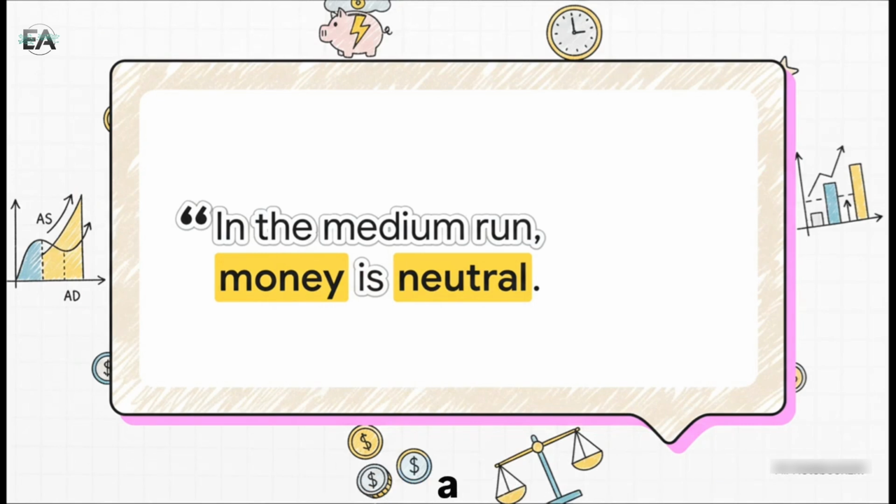And this demonstrates a fundamental, bedrock principle of macroeconomics. In the medium run, money is neutral. You can't just print your way to permanent prosperity. All it does in the end is create inflation. Now, that doesn't mean it's useless. It can be a great short-term tool to pull an economy out of a recession. But trying to use it to create a permanent boom, that only ends one way.